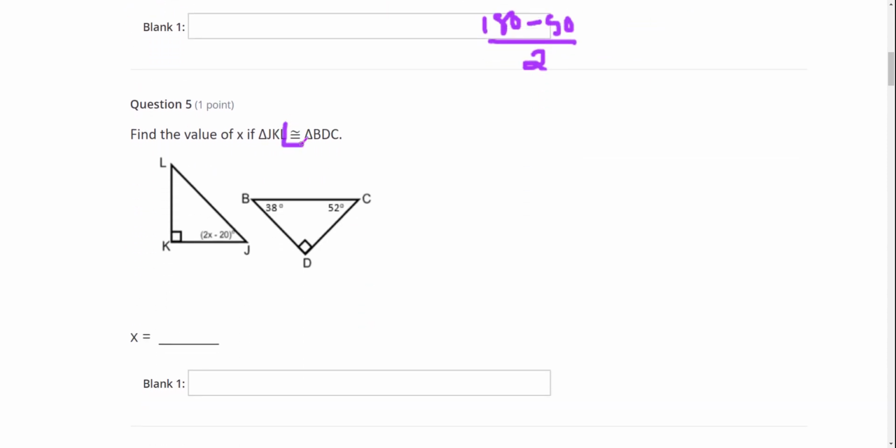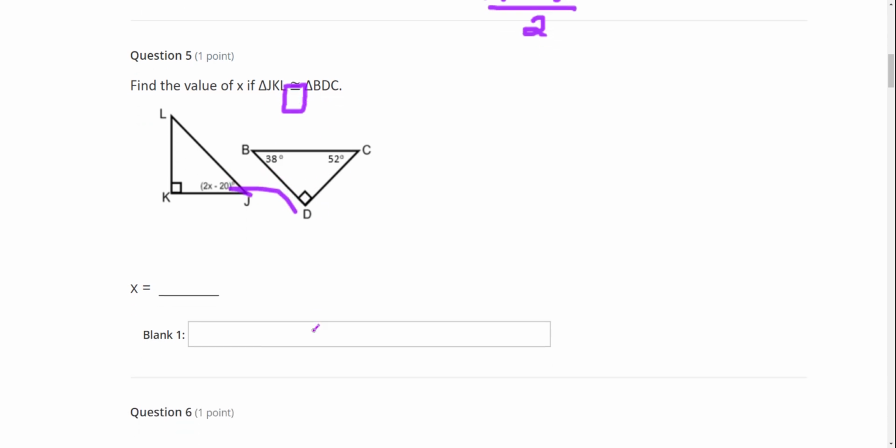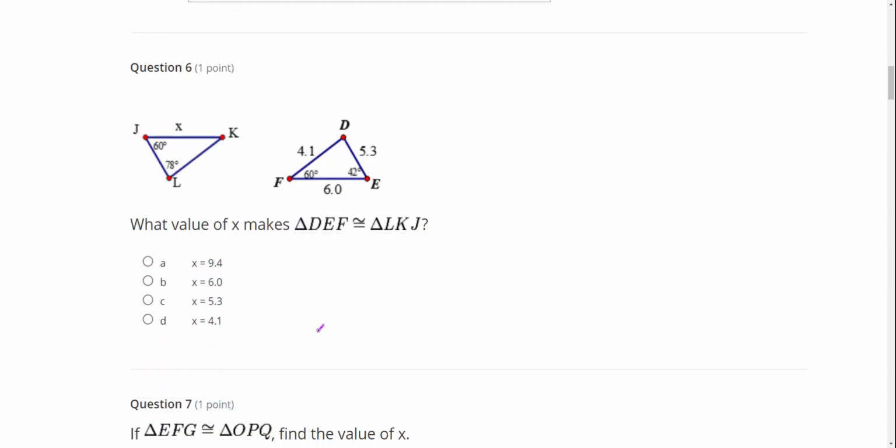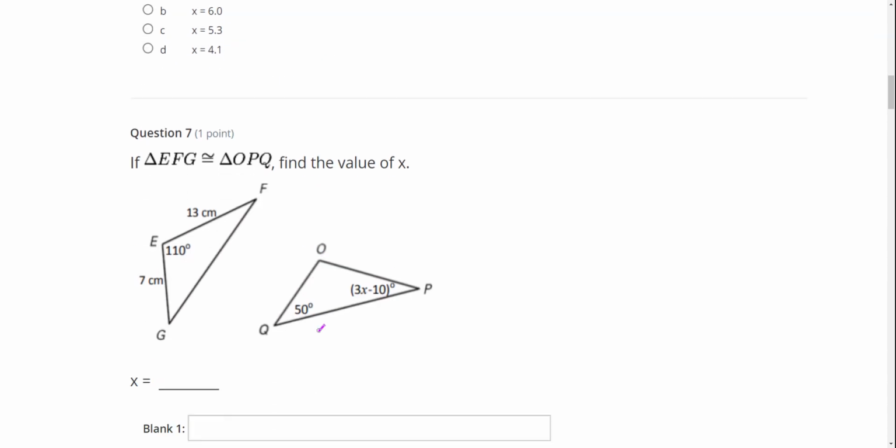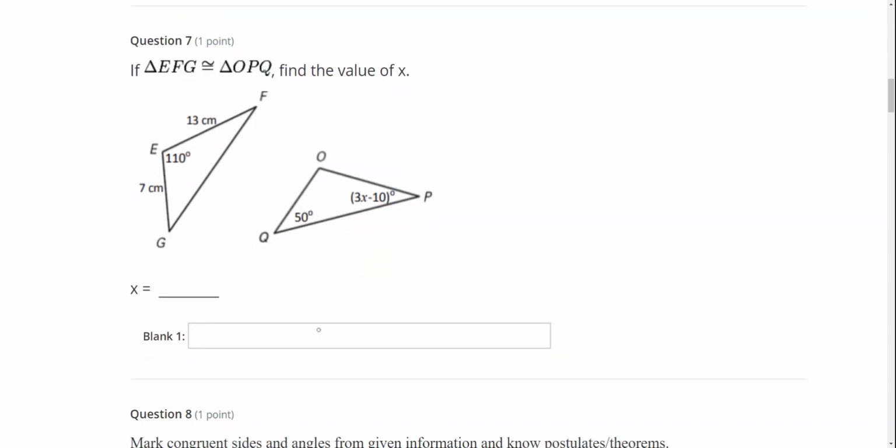Question 5 looks good. It's got that congruent symbol, so it's going to be equal. 2 things are going to be equal. You've got all 3 angles. You're just going to equal 2 angles. Question 6 looks good. Same thing. Any questions about question 7? Also going to be equal. It just takes a little extra step.